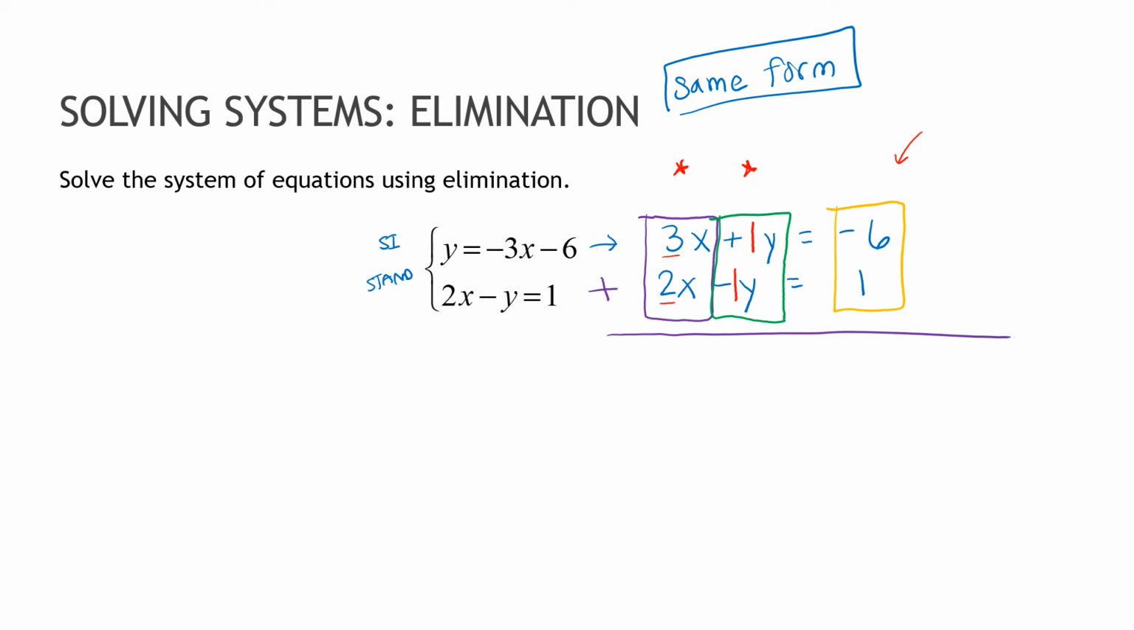So 3x plus 2x is 5x. Positive 1y and negative 1y is 0y. That's why it's called elimination, because by adding them together, something's going to eliminate. Negative 6 plus 1 is 5. Divide each side by 5, because now I just have one variable, and I get x equals 1.